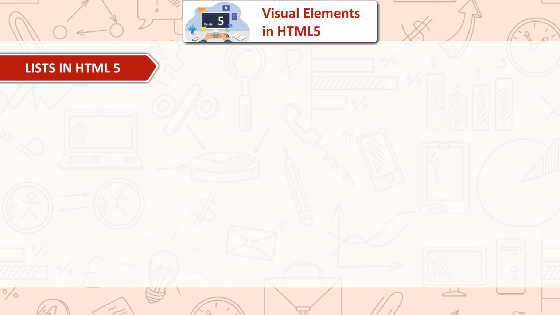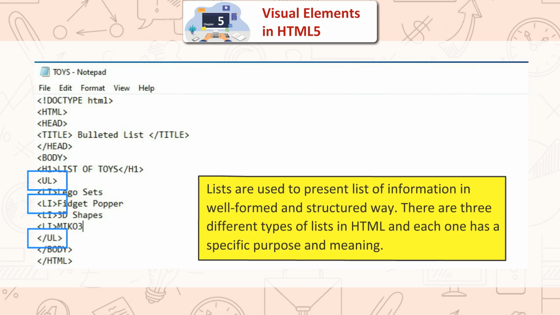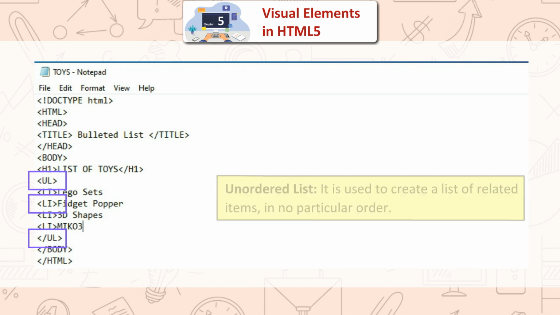Lists in HTML5. Lists are used to present list of information in well-formed and structured way. There are 3 different types of lists in HTML, and each one has a specific purpose and meaning.